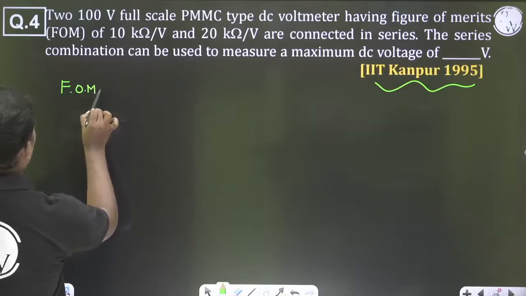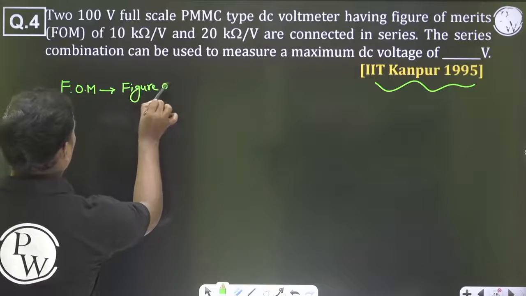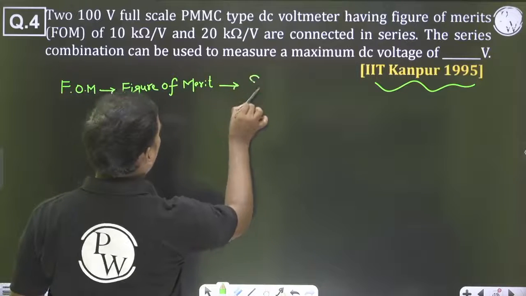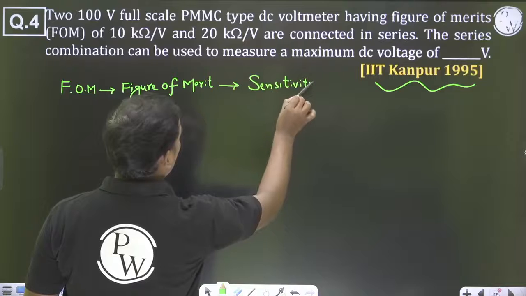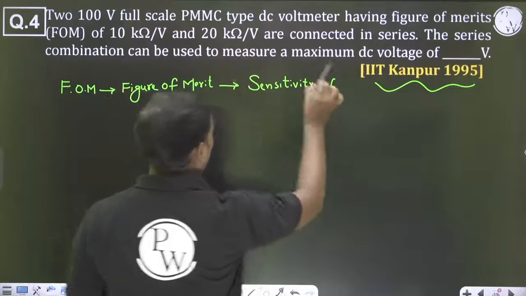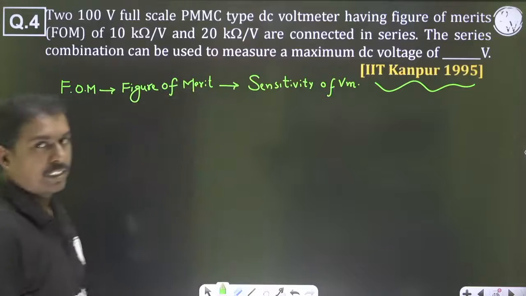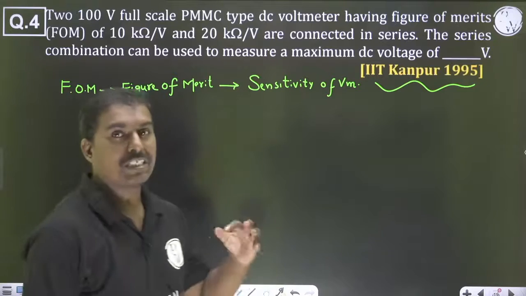FOM, which is called figure of merit. Figure of merit means it is the sensitivity of the voltmeter. What we call the sensitivity of the voltmeter. So if you see the units of the sensitivity, what does that mean?